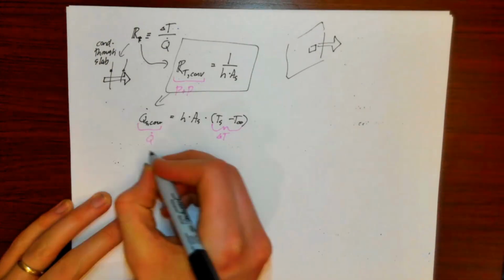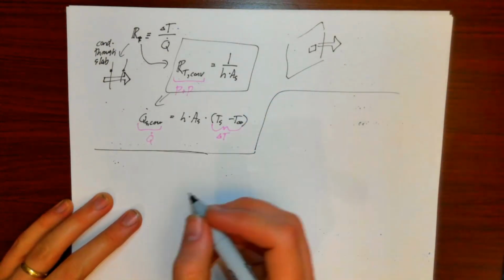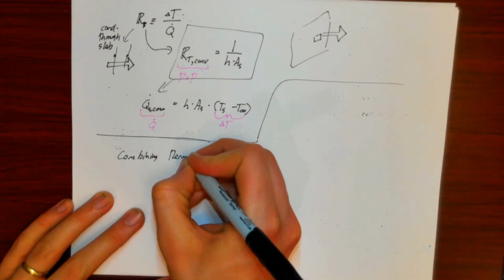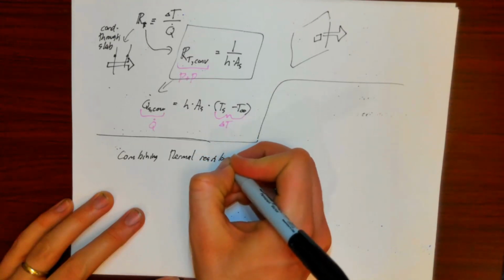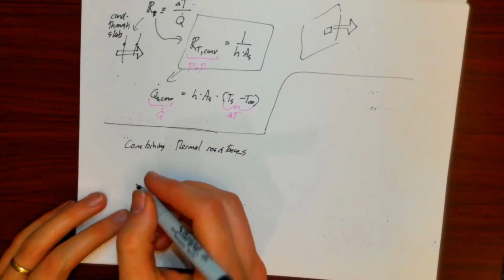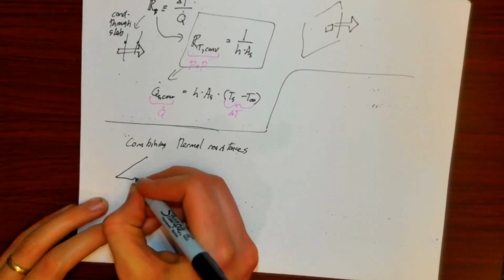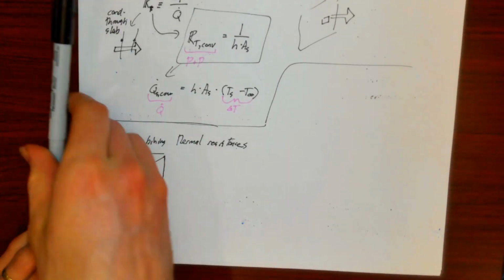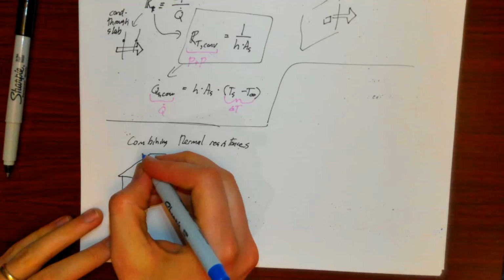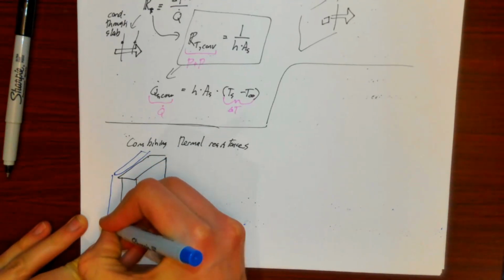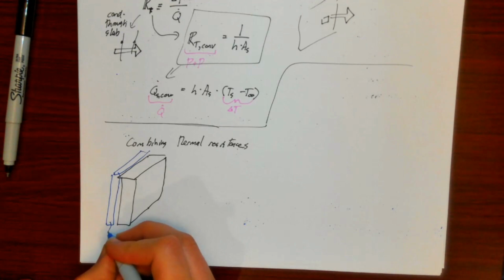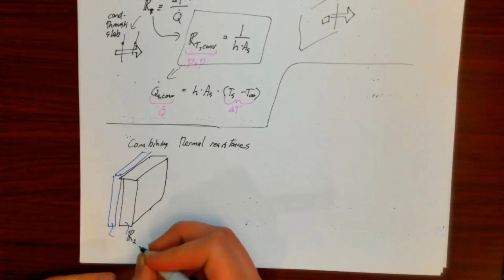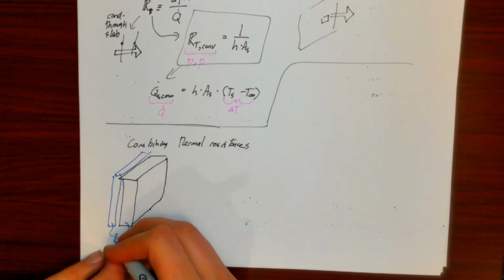We can combine thermal resistances in series. So one example might be, let's say I had a slab of one material, and then I paired that with a slab of some different material. Let's say this is one material, and this is another material. I could formulate a thermal resistance for this one, and I could formulate a thermal resistance for this one.